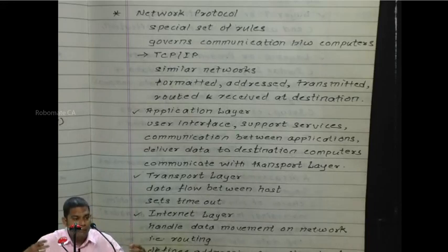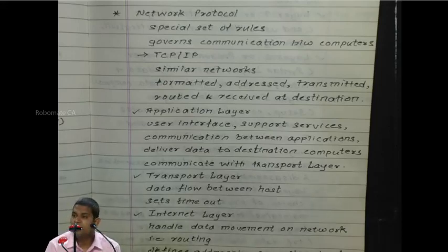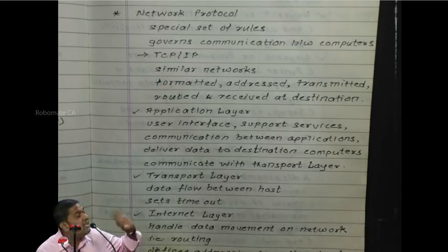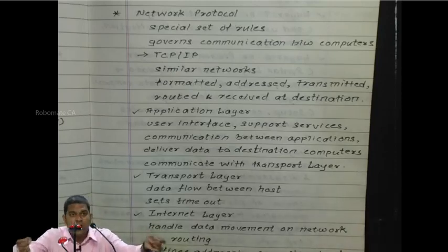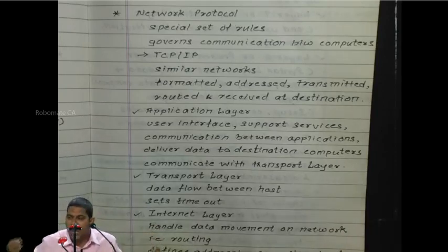Now, when there are two applications, how is the data communicated between different applications? Again, that will be seen by the application layer. When the data is being transmitted, how is the data delivered to the destination computer? A destination computer means the receiver. That is the end user. So how does the data reach the end user? Again, it is defined by the application layer.